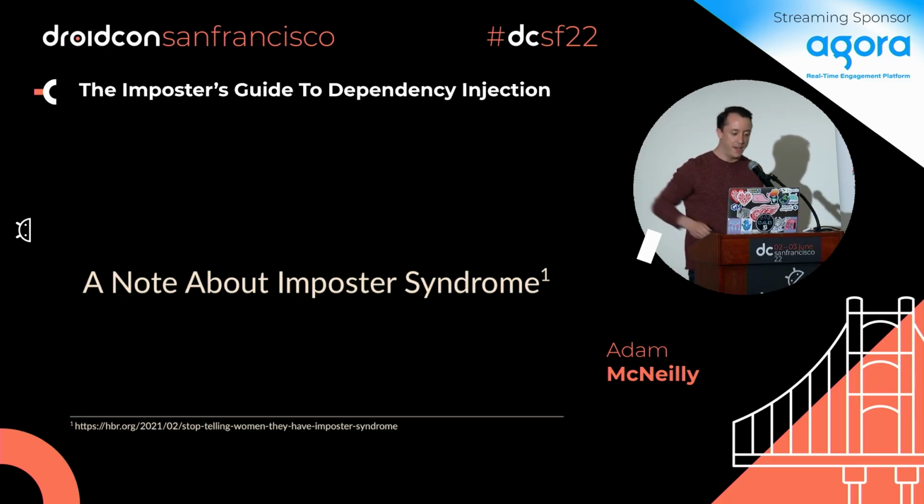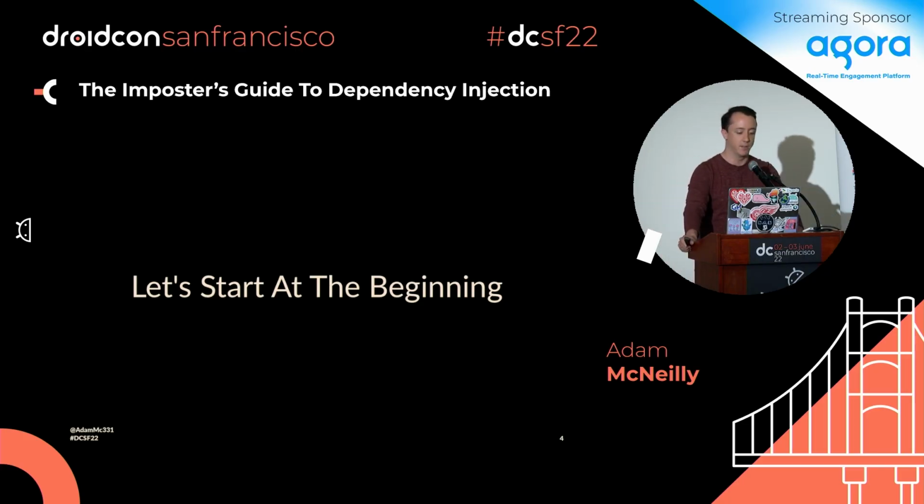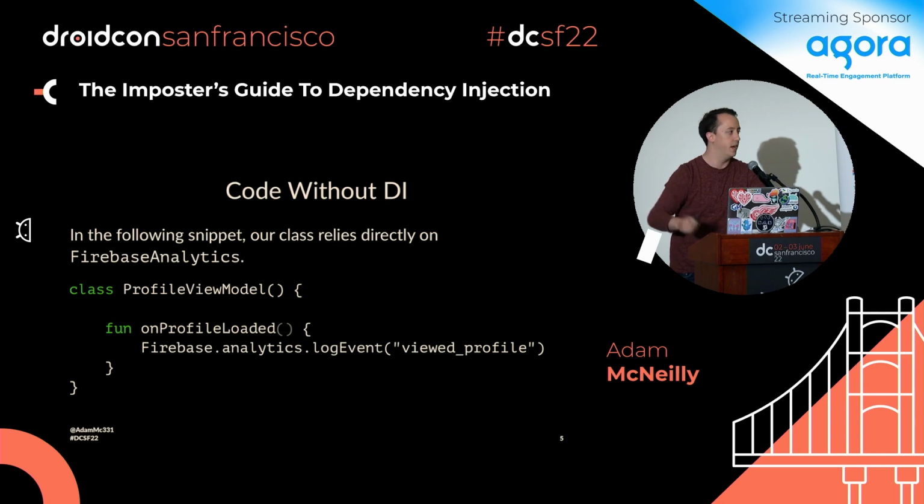So imposter syndrome aside, let's go ahead and go back to dependency injection and talk about all the fun techie stuff. I think dependency injection is one of those problems that it's easiest to understand if we try to look at code where we pretended we didn't even know these words exist. So let's talk about some code we would write without the concept of dependency injection at all.